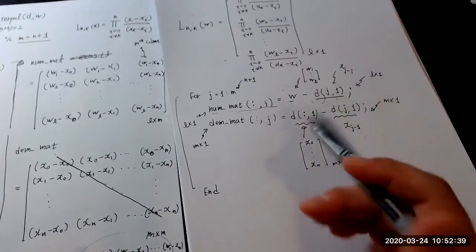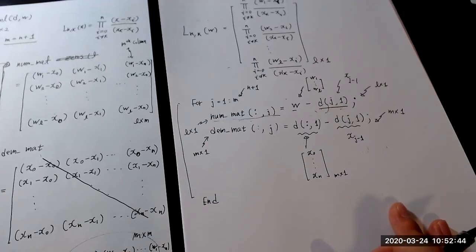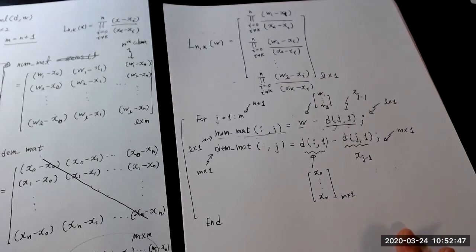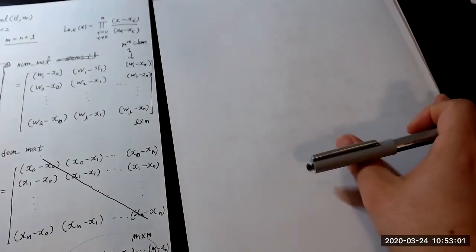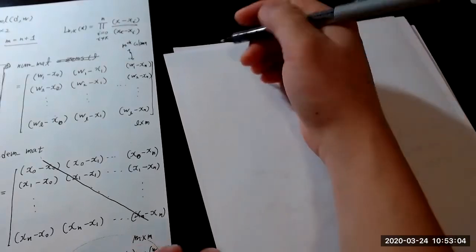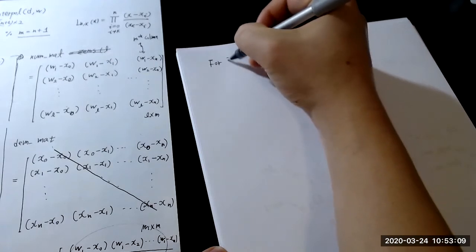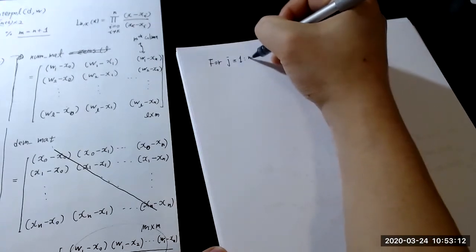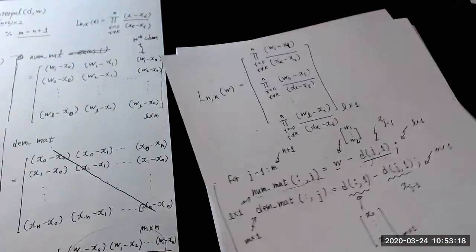Let me see. Do I need the second page? Yeah, let me go to the next page. All right, we start from the for loop, so J goes 1 through M. Do you understand what I'm going to do here?